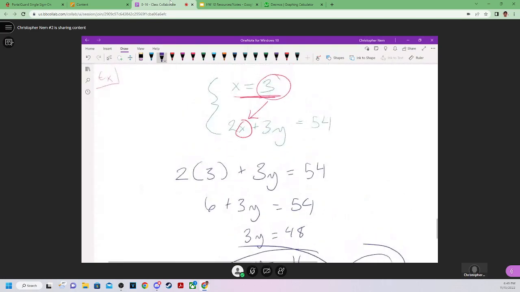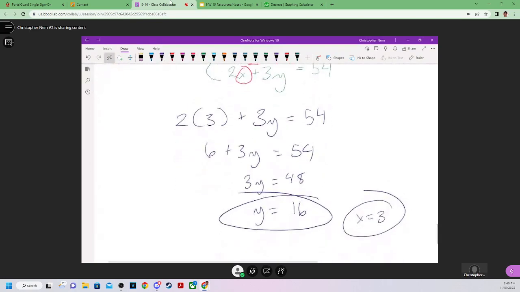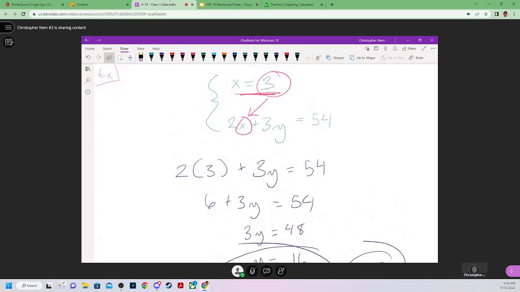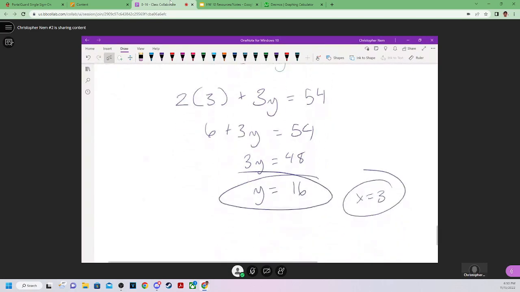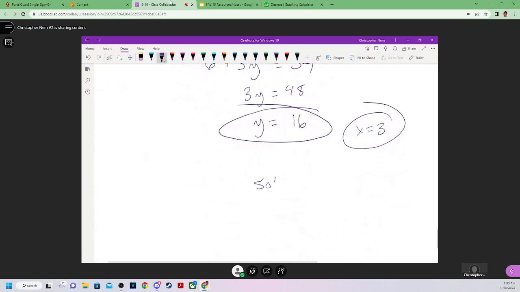If I plug these in, I will get a true statement. If I plug in 3, 3 equals 3, that is true. If I plug in 3 and 16 here, 2 times 3 is 6, plus 16 times 3 is 48, which gives me 54. So the second equation is true. So my solution, I have exactly one solution, but the solution is 3, 16.